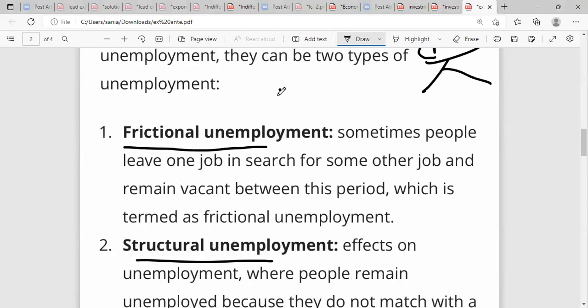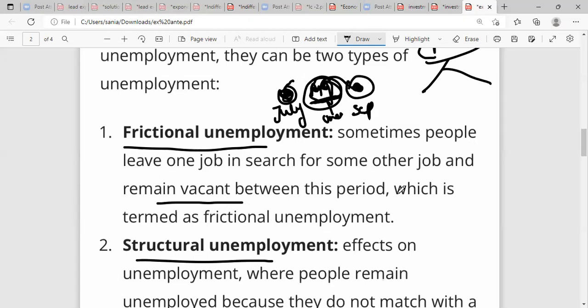For example, you are working here for the month of July, and in September you are working here. So in July you left this job, and in August you were searching for a job. Okay, and in September you finally got the job. So for the August month, you were unemployed, you were not working anywhere. So that is frictional unemployment. Clear? Sometimes people leave one job in search of some other job and remain vacant between this period. Vacant means they are not working anywhere, which is termed as frictional unemployment.